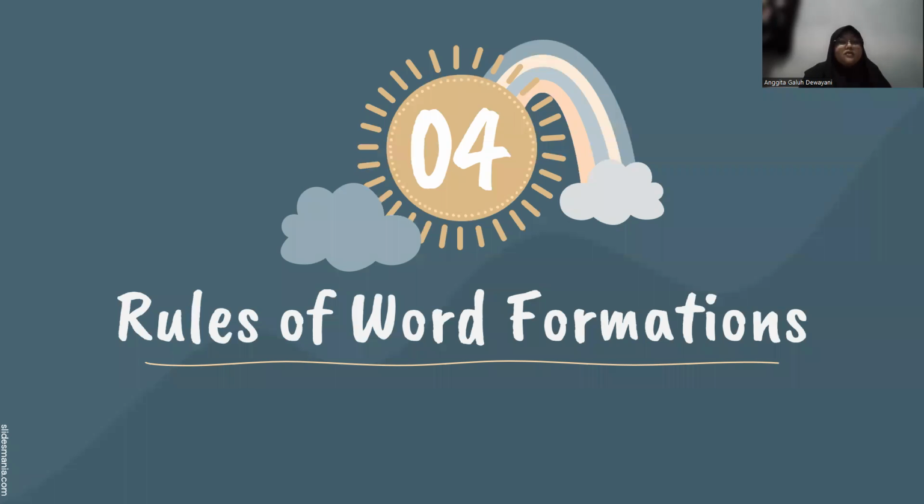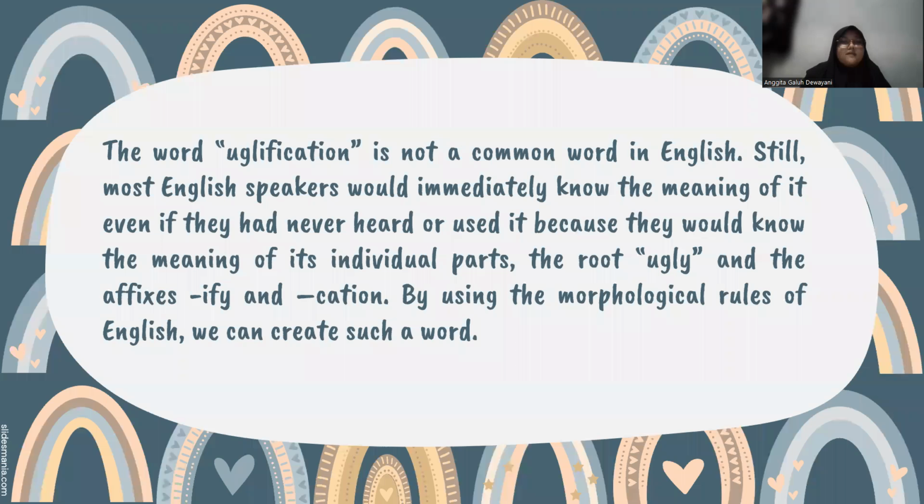The fourth one is rules of word formation. The word uglification is not a common word in English. Still, most English speakers would immediately know the meaning of it, even if they had never heard or used it, because they would know the meaning of its individual parts: the word ugly and the affixes ify and cation. By using the morphological rules of English, we can create such a word.